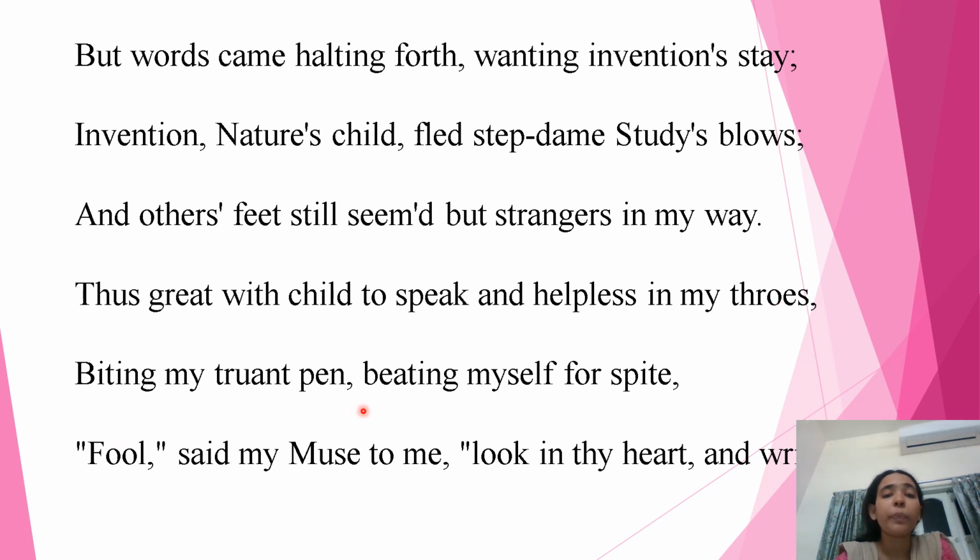Biting my truant pen, beating myself for spite. Truant means a bad schoolboy who is fleeing from the school. When he is about to write, he cannot write, as if the pen wants to flee away from the poet. So the pen is considered to be truant, and the speaker, because he cannot write properly, is biting it out of spite.